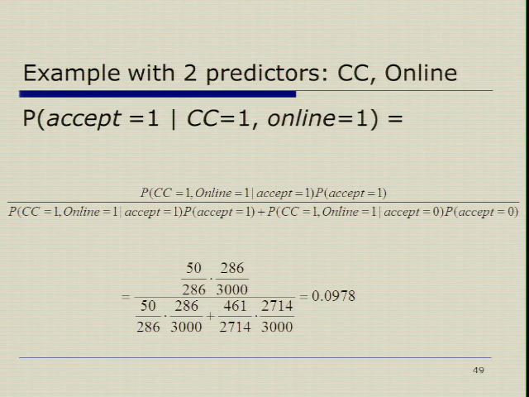All I'm doing is replacing B by the compound event C comma D. That's all. I'm just confused, because below the line is 286, the total number of people who accepted the loan. It's not the total number of people who have a credit card and online account. So the probability of B is the total number of people who accepted it.